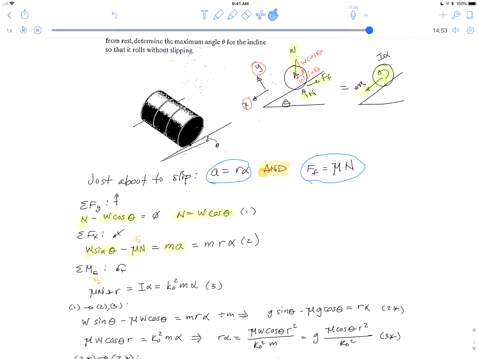And in this case, because it's about to slip, but not quite slipping, we know that a is R alpha. So there's our second equation. And finally, we'll take moments about the center of gravity, so we don't have to deal with the weight. And so you have the friction force times R, but again, the friction force is mu times N, equals I alpha. And it says that the radius of gyration is K0, so I is K0 squared times M, and again, times alpha. So here we are. We have three equations. All you have to do is solve for theta.